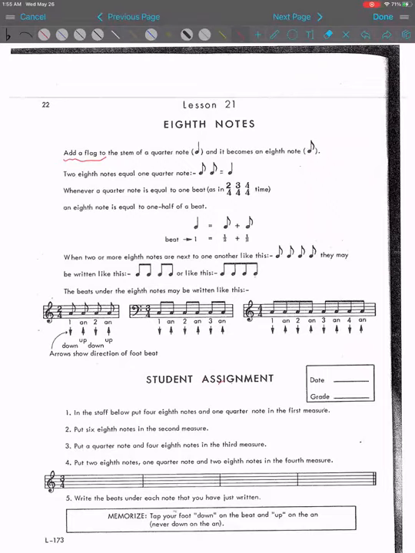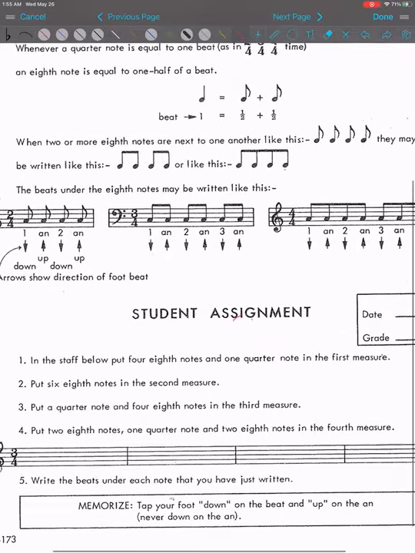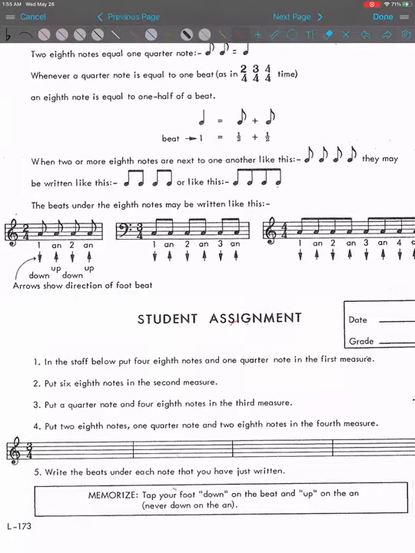If you take the exam, here's an exercise. In the staff below, number 1, put 4 eighth notes and 1 quarter note in the first measure. So 4 eighth notes and 1 quarter note. I'm going to write a group of 2 notes like this, and then 1 quarter note.